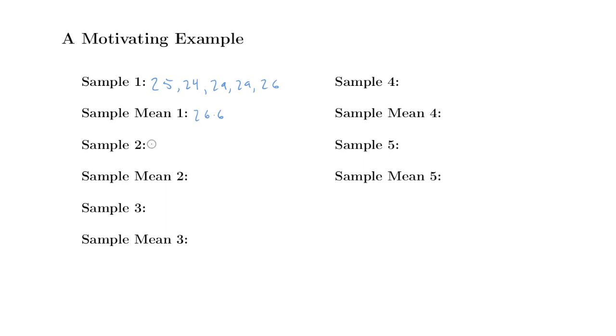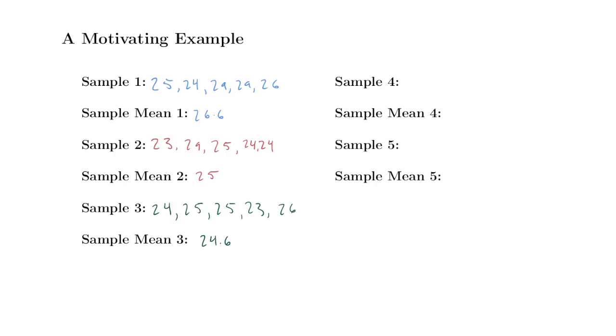And our next one, if we do this again, we might get 23, 29, 25, 24, and 24. And the sample mean here is 25. And we could do this again. And we could say our third sample might be 24, 25, 25, 23, 26. And the sample mean there is 24.6.